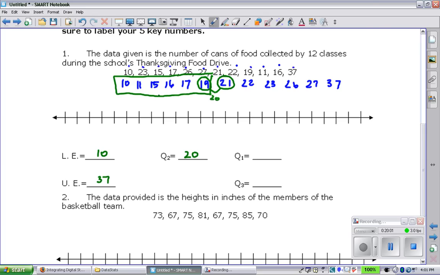The two middle numbers are 15 and 16, which means I have to take the average of those, or take the number halfway between, which is 15 and a half. Same thing for my third quartile. I've got 6 numbers. Remember, 20 is not included in this, but 21 is. So we have 6 numbers. Middle number is going to be halfway between 23 and 26, or the average of those two, which should be 24.5.